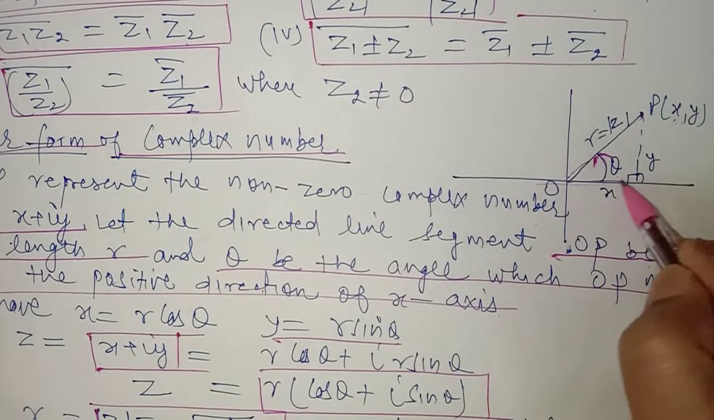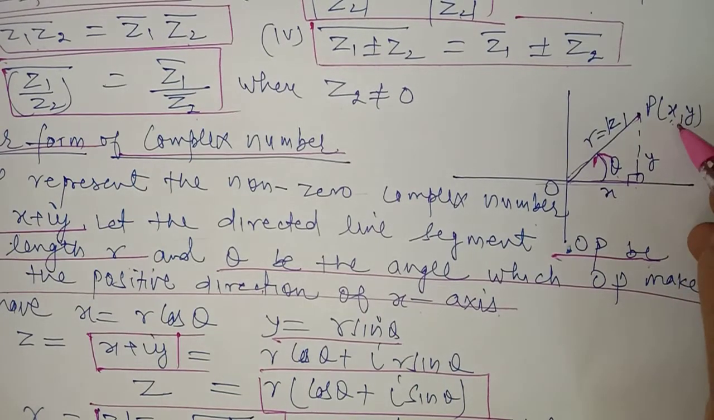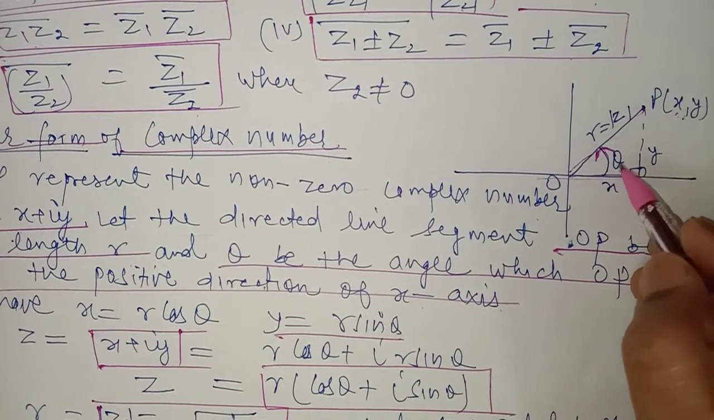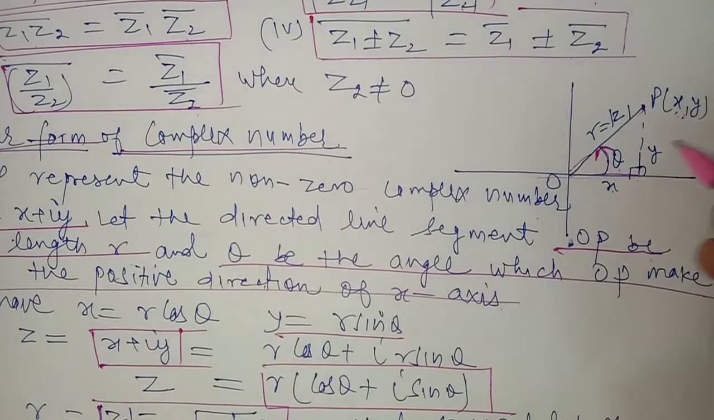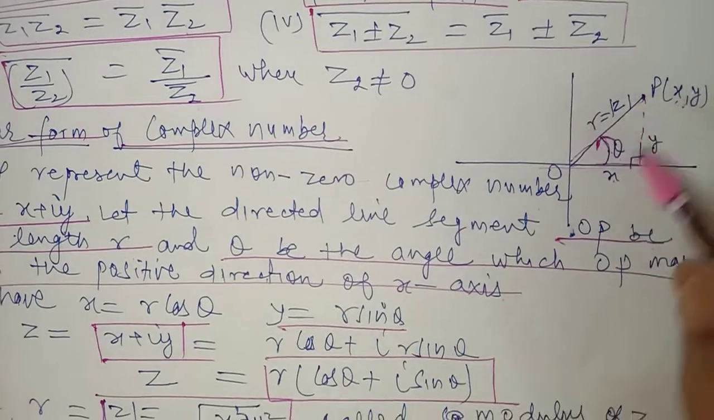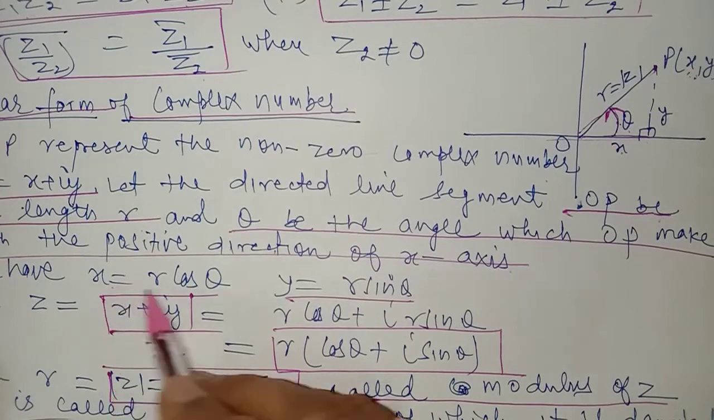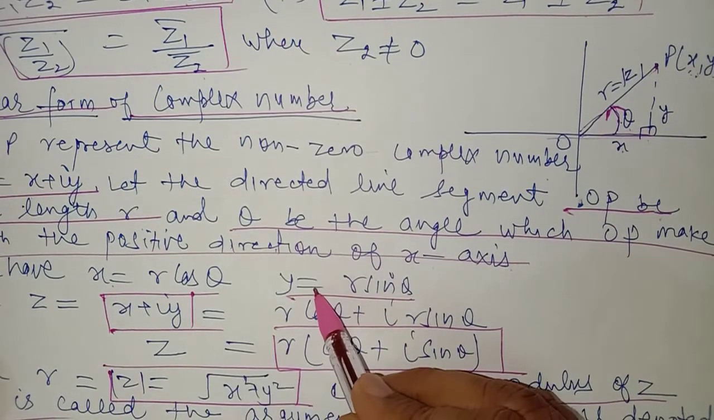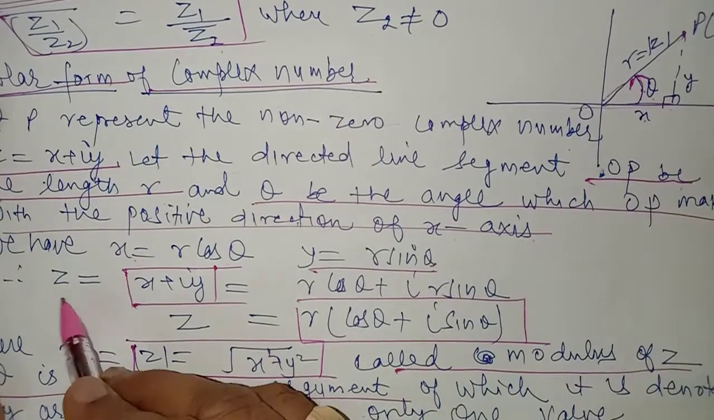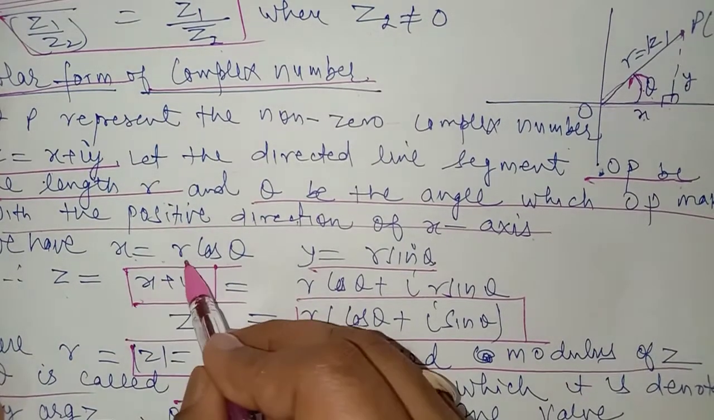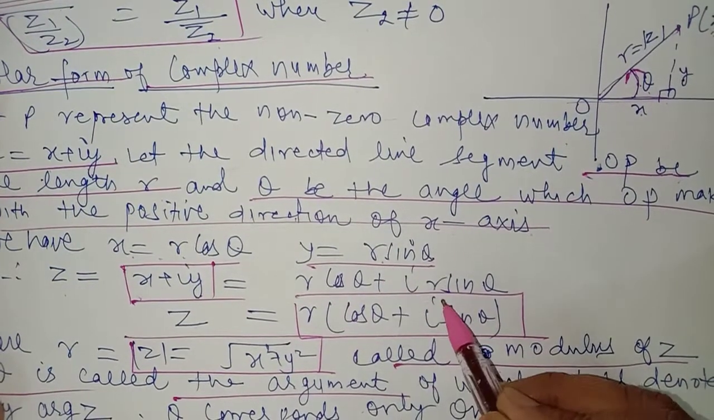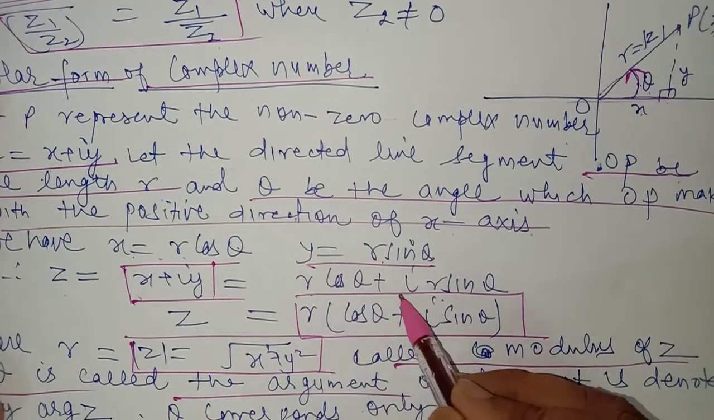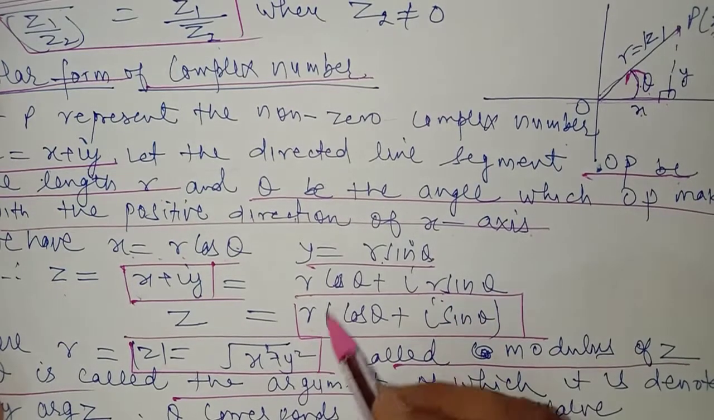So this distance will be x and this distance will be y, because the coordinates of P are x, y. Simply use coordinate geometry and trigonometry. Cos theta is equal to base upon hypotenuse and sin theta is equal to perpendicular upon hypotenuse. So by using this trigonometry, x comes out to be r cos theta and y comes out to be r sin theta. Now because z is equal to x plus iy, replace the value of x with r cos theta and the value of y with r sin theta.